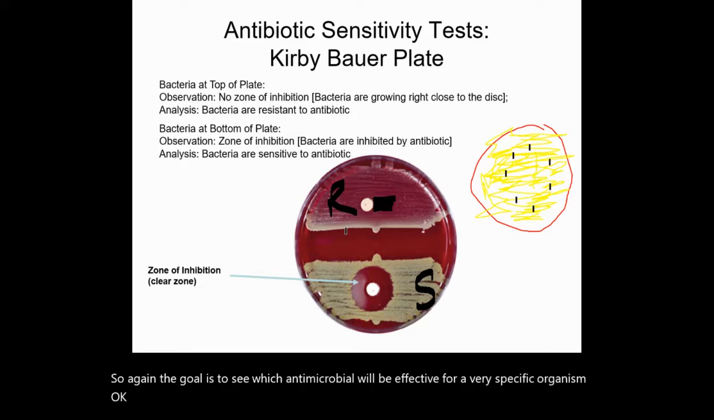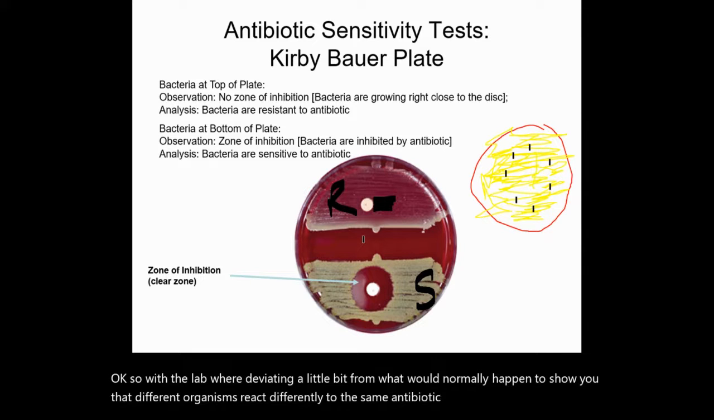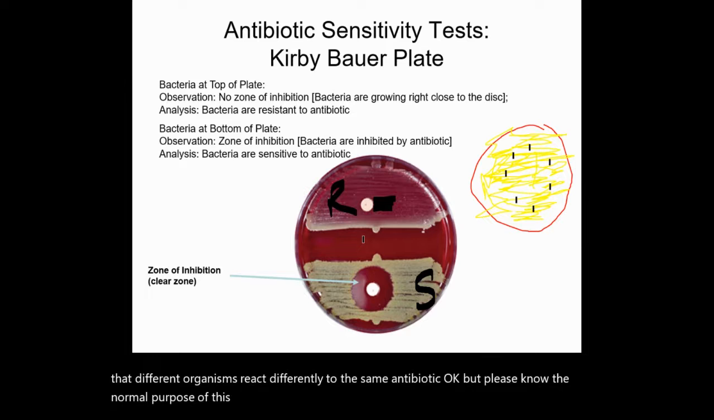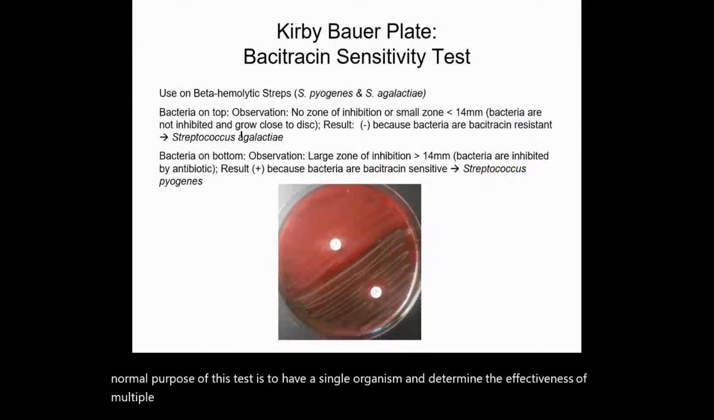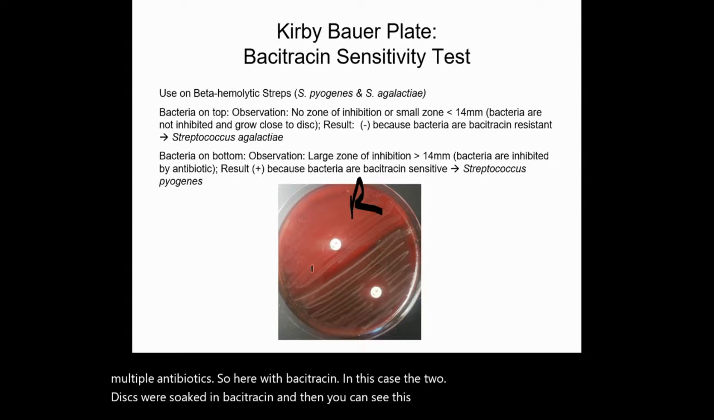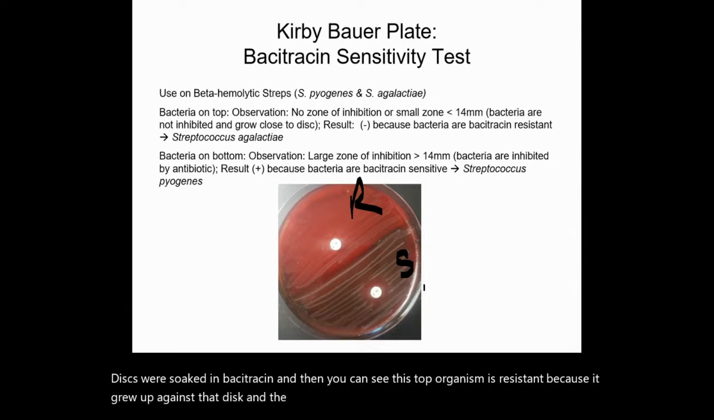With the lab, we're deviating a little bit from what would normally happen to show you that different organisms react differently to the same antibiotic. But please know the normal purpose of this test is to have a single organism and determine the effectiveness of multiple antibiotics. Here with bacitracin, the two discs were soaked in bacitracin, and you can see this top organism is resistant because it grew up against that disc, and the bottom organism is susceptible.